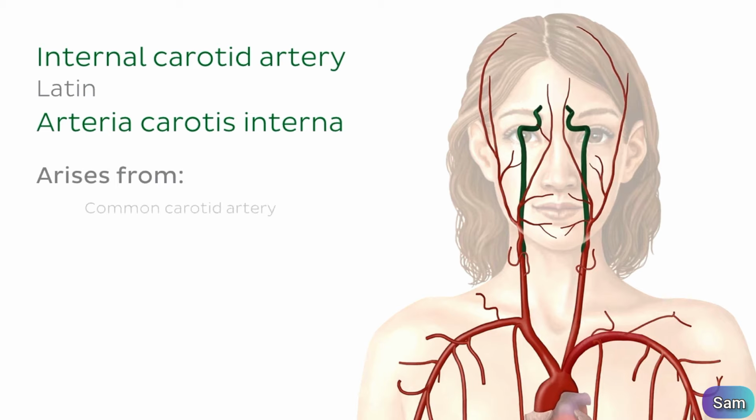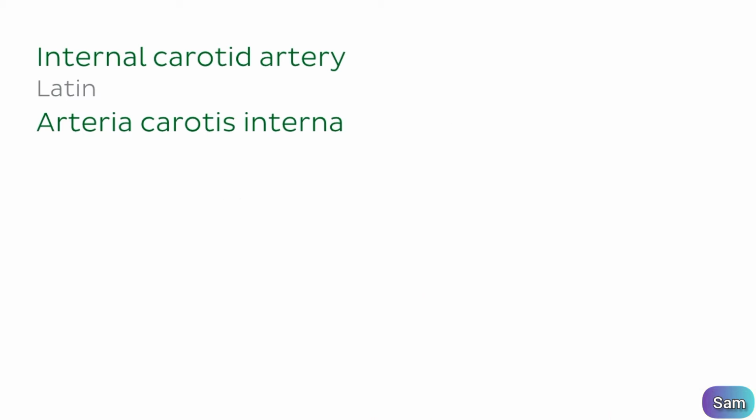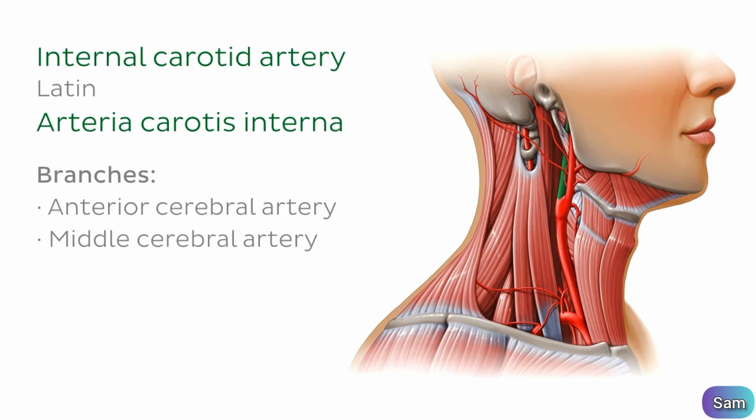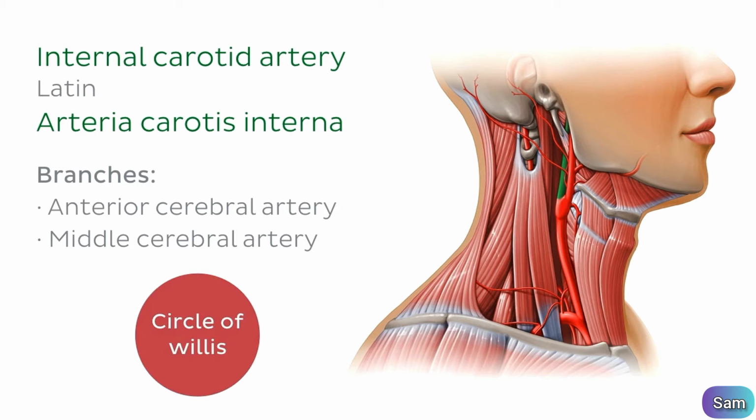So as you can see from its origin just here, the internal carotid artery courses superiorly to an area known as the anterior perforating substance, where it bifurcates to give rise to the anterior cerebral artery and the middle cerebral artery, which form part of a unique network of arteries in the brain known as the circle of Willis.